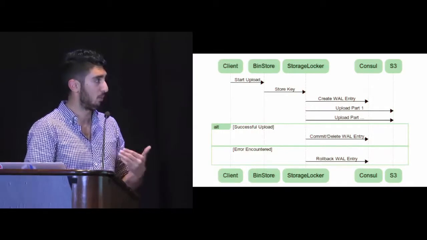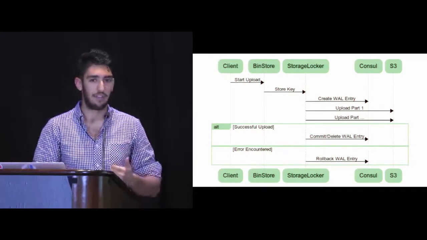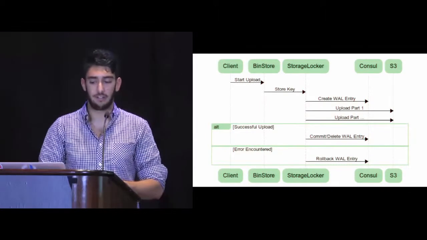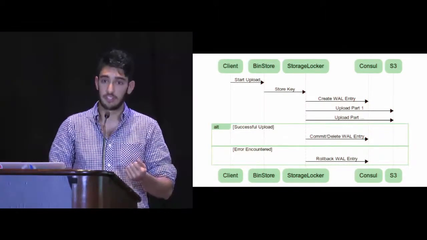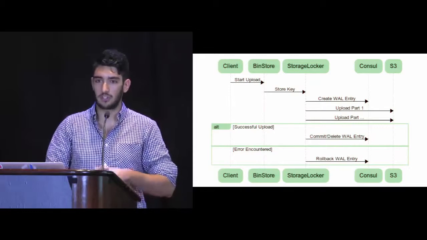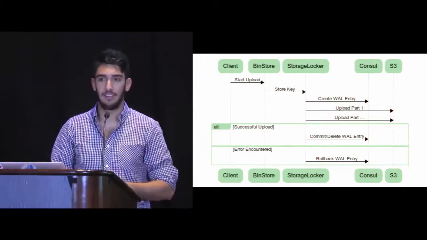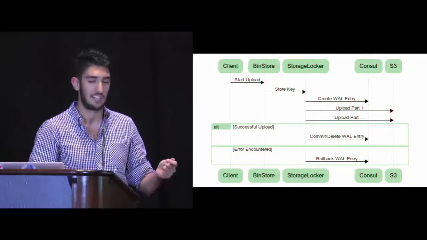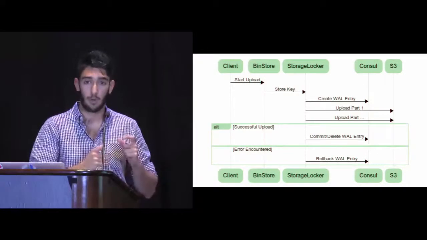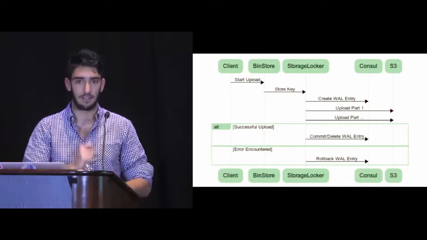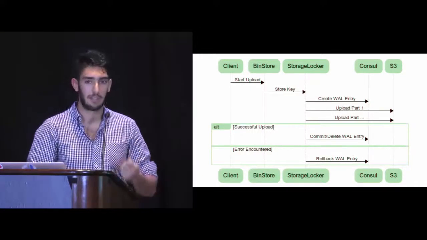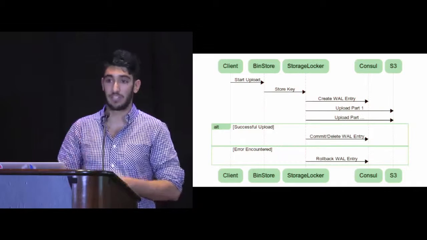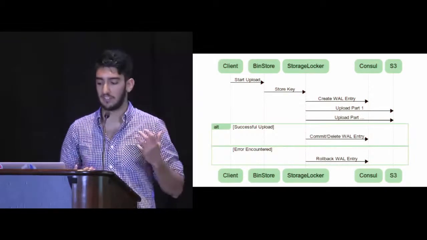But where Consul helps us even more is we can actually not only handle a failure of the client, so if the client leaves in the middle of the upload, we can actually handle a failure of the Storage Locker service in the middle of an upload. So the Storage Locker service itself might die. Another Storage Locker instance will detect this using the client-side locking and pick up the WAL and initiate an immediate rollback. So even if we lose the instance in the middle of an upload, we still don't end up with a partial state. We can recover within a few seconds, and we don't have a bunch of garbage lying around in S3.